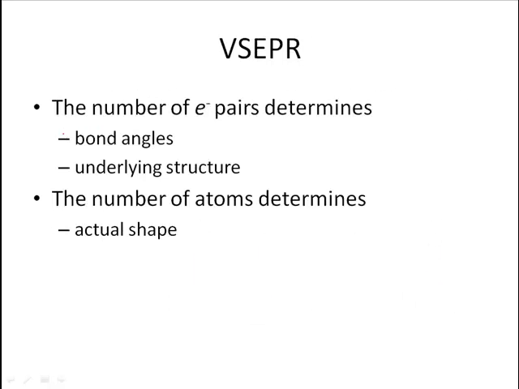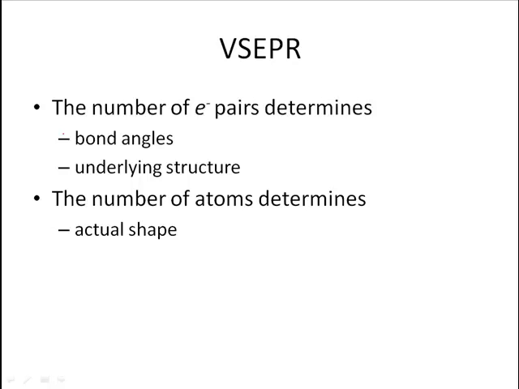So, the number of electrons helps us determine bond angles and the underlying structure. This underlying structure for most molecules is a tetrahedron. Most molecules, the most underlying structure is a tetrahedron. Not true for all, but for most of them.